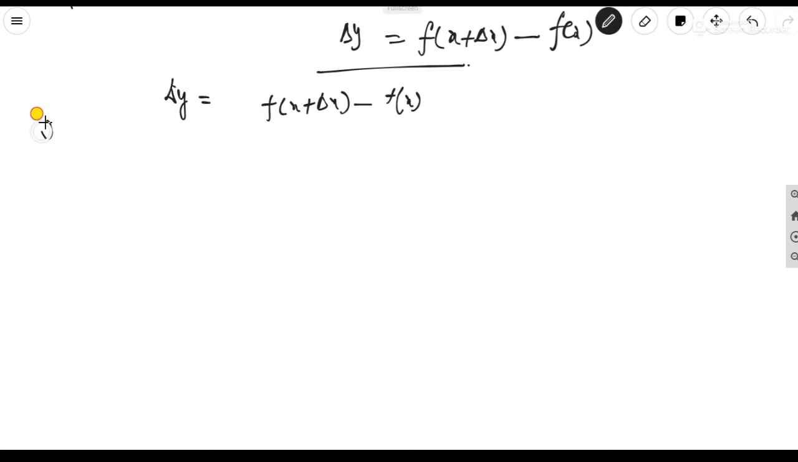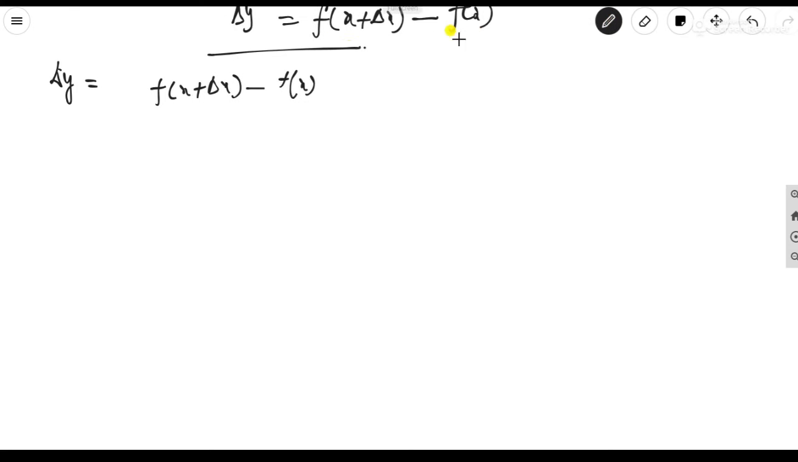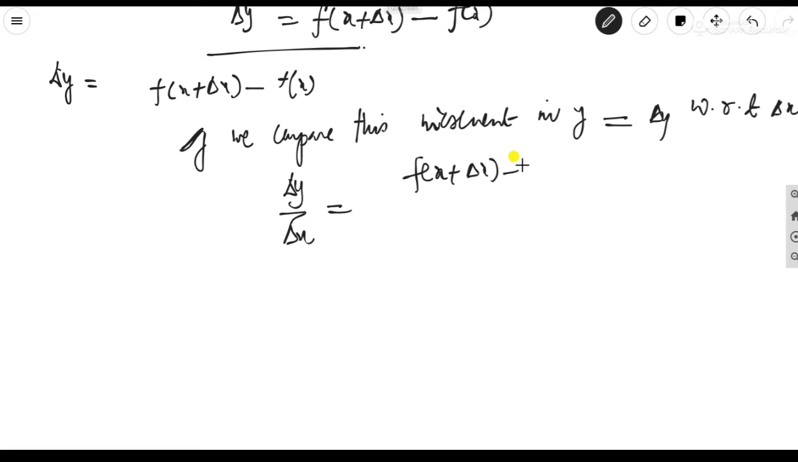So if we compare this increment in y, that is delta y, with respect to delta x, what will it become? That is delta y divided by delta x is equal to f of x plus delta x minus f of x, divided by delta x. This is the ratio of these increments with respect to the independent variable as well as the dependent variable.